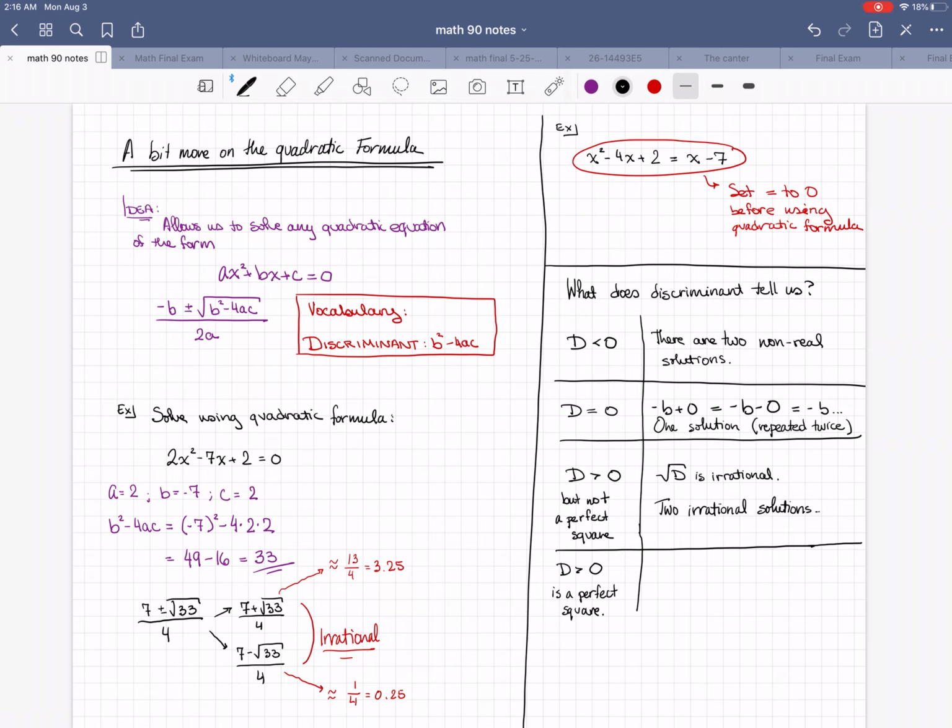If the discriminant is a positive perfect square, then the square root of d is a rational number, which means that you don't have to leave the square root anymore. You can actually evaluate it. So like the discriminant might be 25, and then the square root of the discriminant is just 5, and then you can evaluate from there. So if your discriminant turns out to be a positive perfect square, you have two rational solutions.